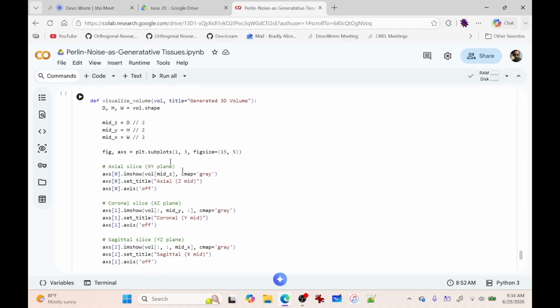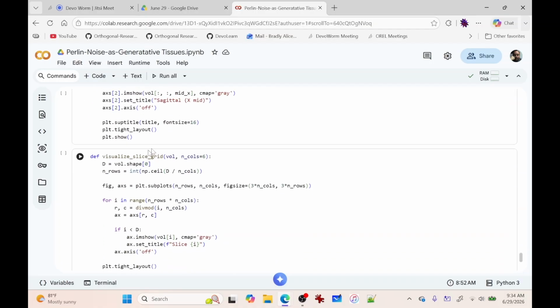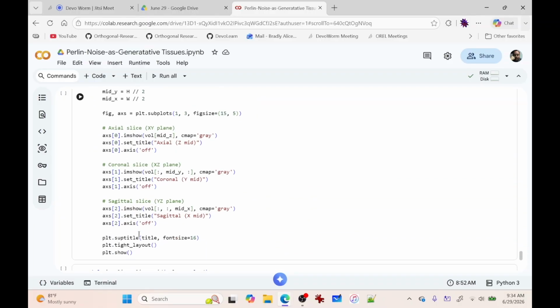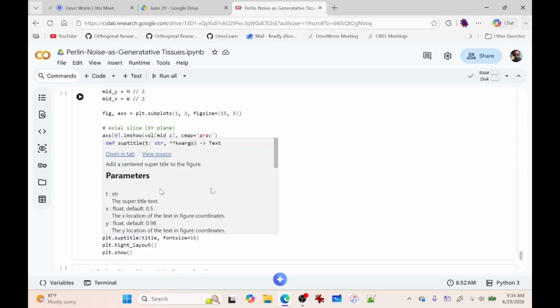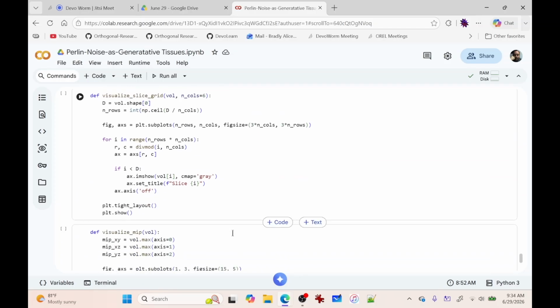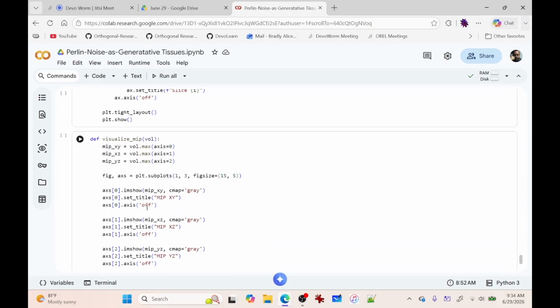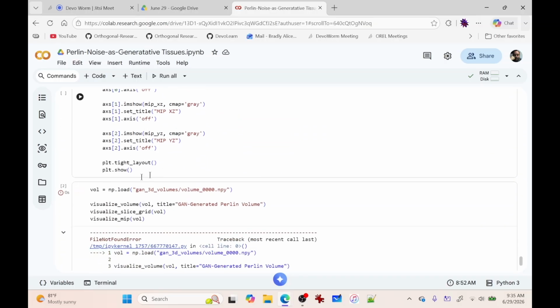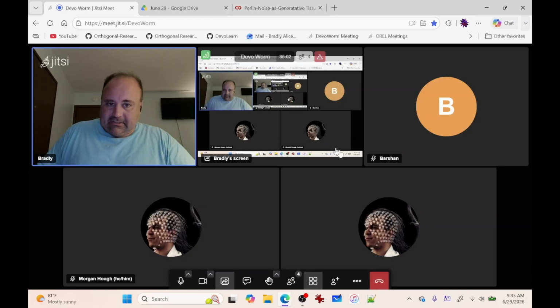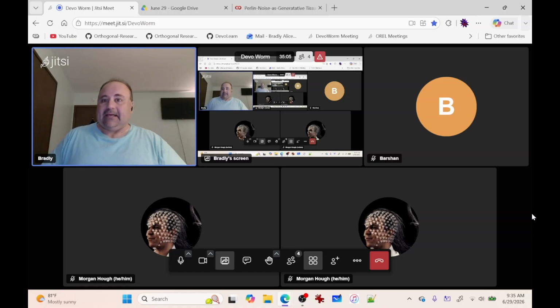And then this final part is the generated 3D volume, where you have the axial, coronal, and sagittal slices. So it's like the XY plane, the XZ plane, and the YZ plane. So it's just different views of this volume. And then we have this visualized slice grid, which visualizes this. And then the visualization parameters here. And so this would be the volume if it worked, where it would show you everything, but I can't get it to run. So that's kind of what I've been up to with that.